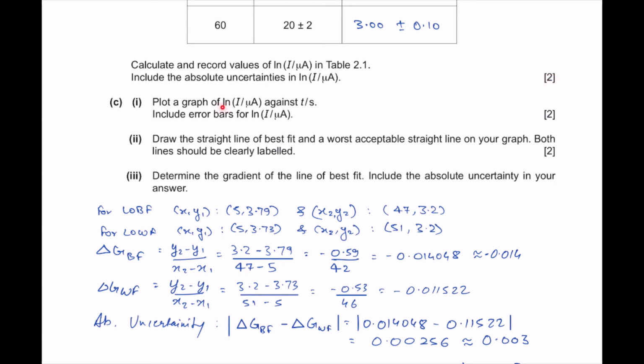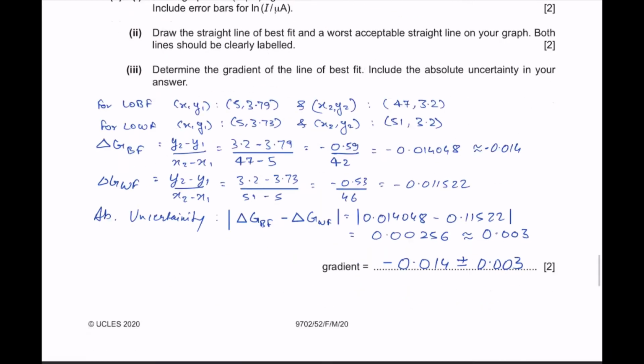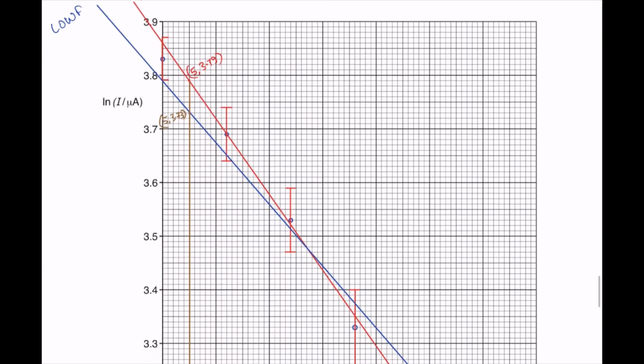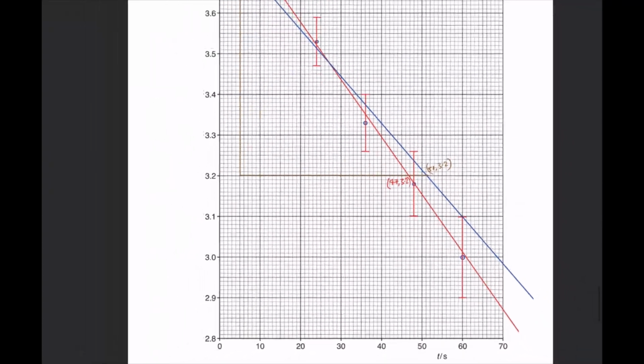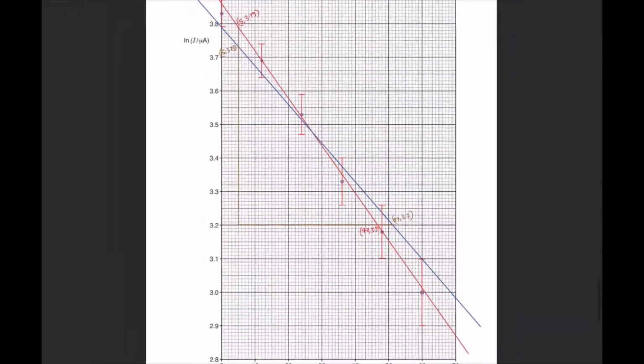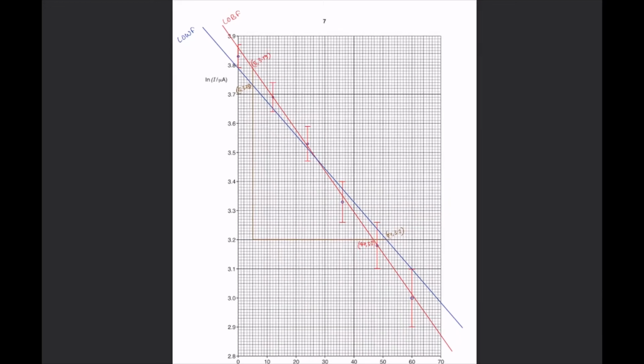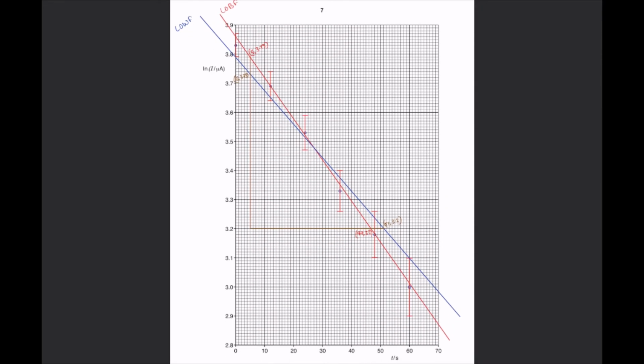Now plot a graph of ln I against t in seconds. Include the error bars for ln I. In the c part, on the opposite page, I have drawn the graph. If I minimize it, you can see the graph in one go. Okay, so this is the graph. Here it is t in seconds. Here it is ln I.